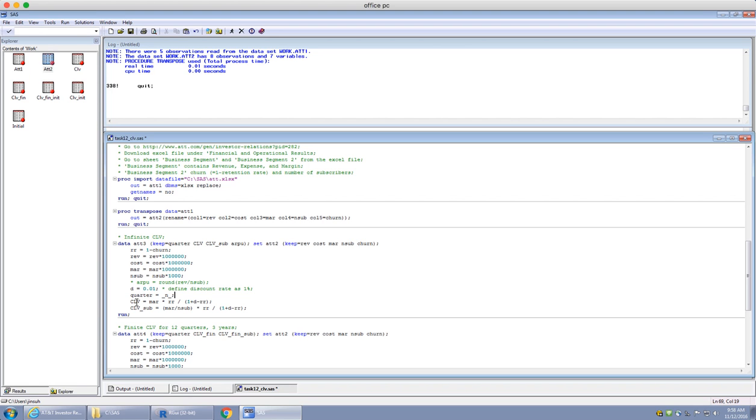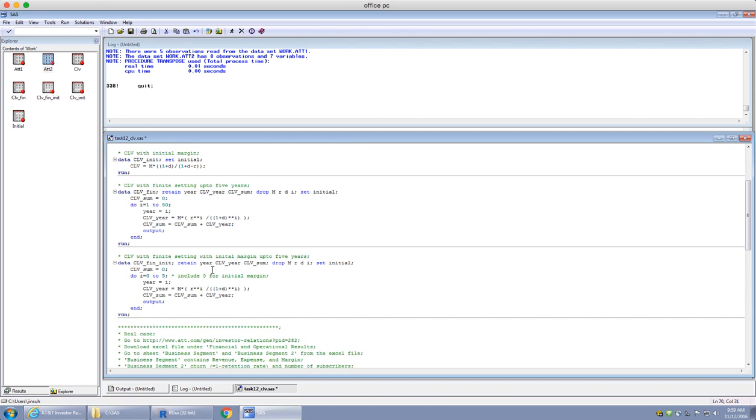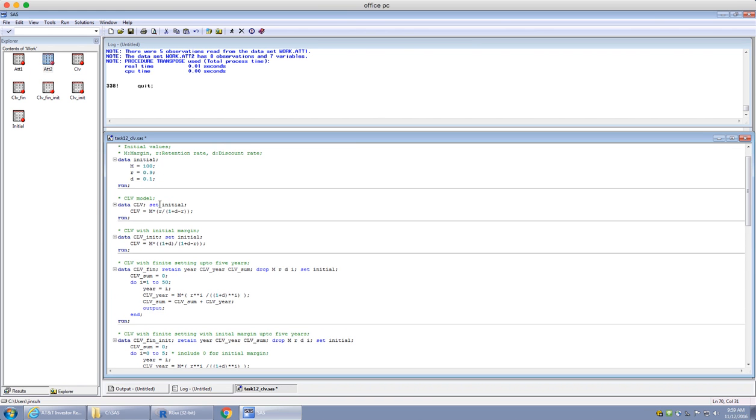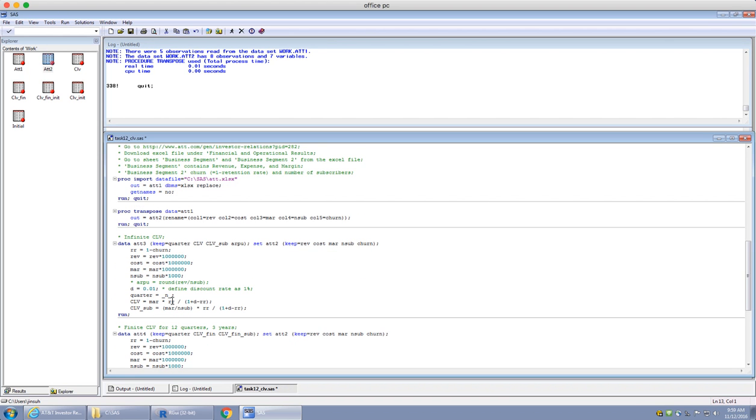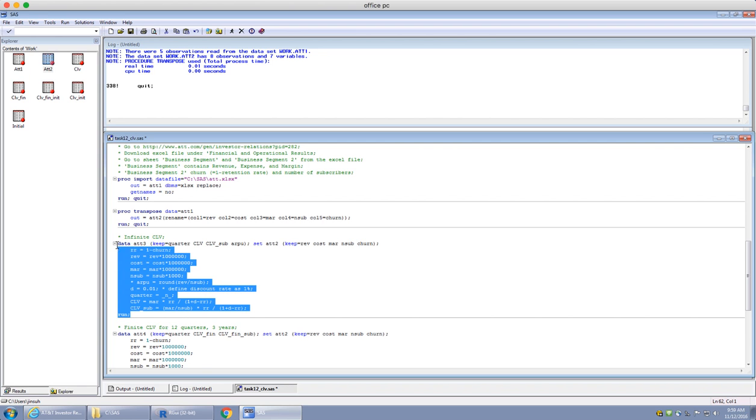And I'm going to calculate the CLV. Remember, this happens to be the same CLV formula that we used before. Now, in order to calculate the CLV per subscriber, because this is going to return a very large value, I'm going to divide by the number of subscribers so I can see how much CLV AT&T is getting per subscriber. Okay, so now I'm going to run this.